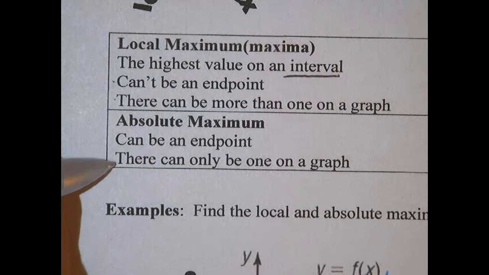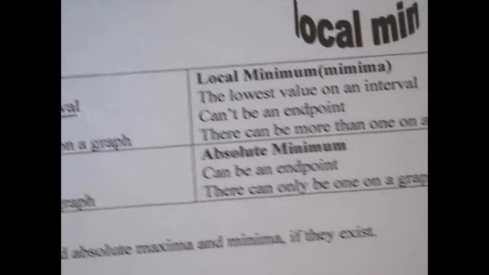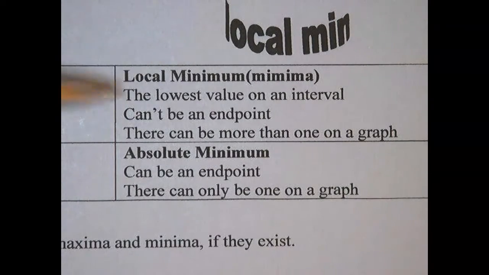You don't always know it. And there can only be one highest point on a graph. So there's only one. There can't be two absolute maximums. All right, and then the minimums follow the same exact ideas.